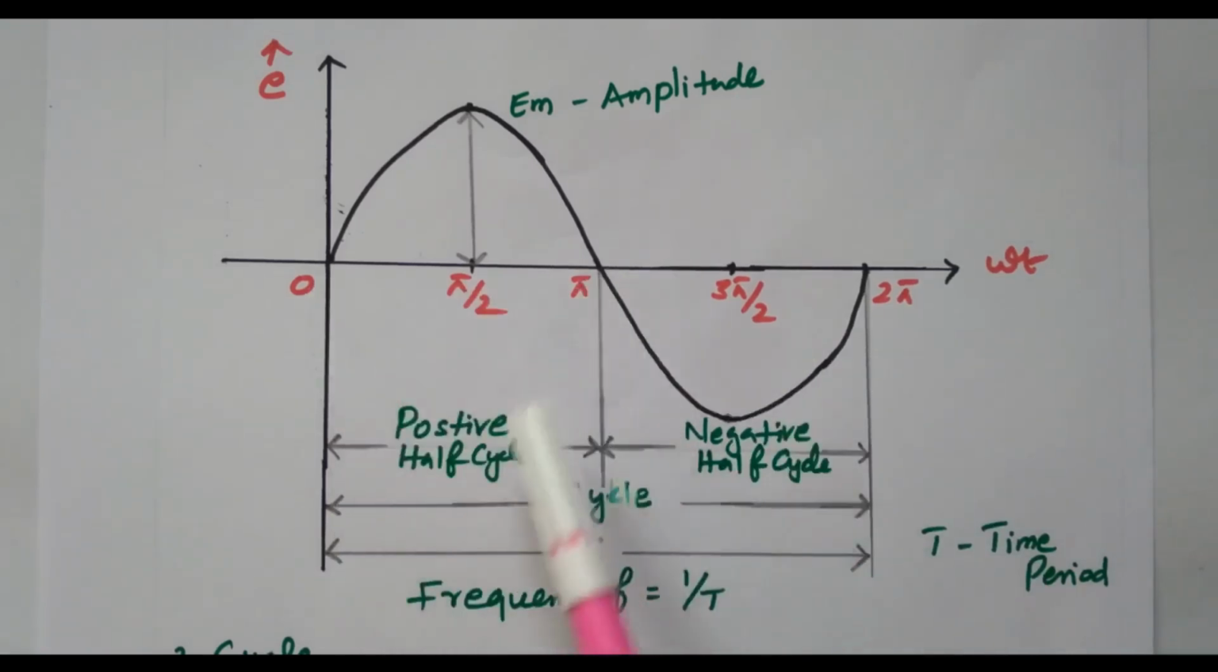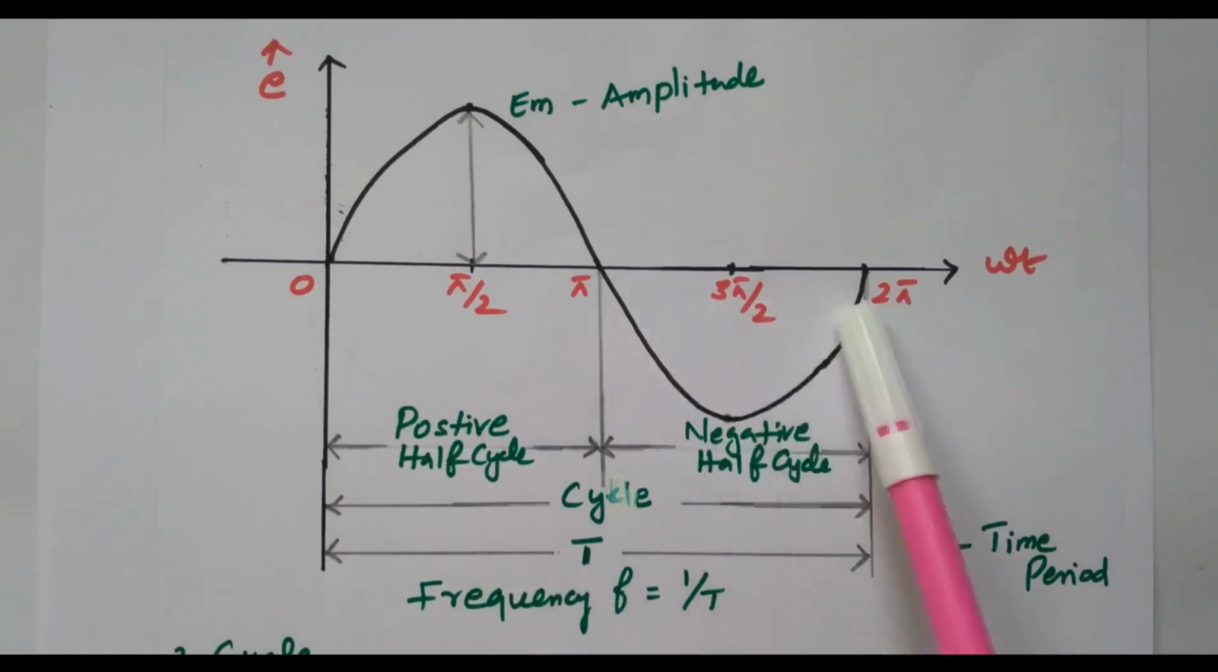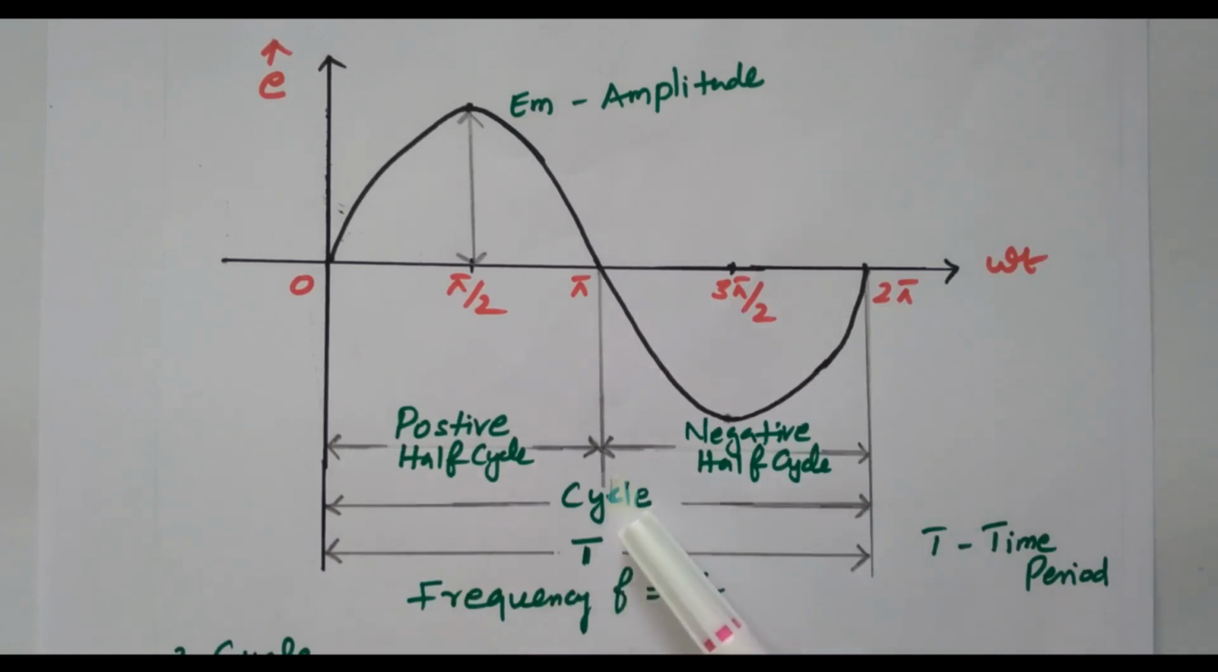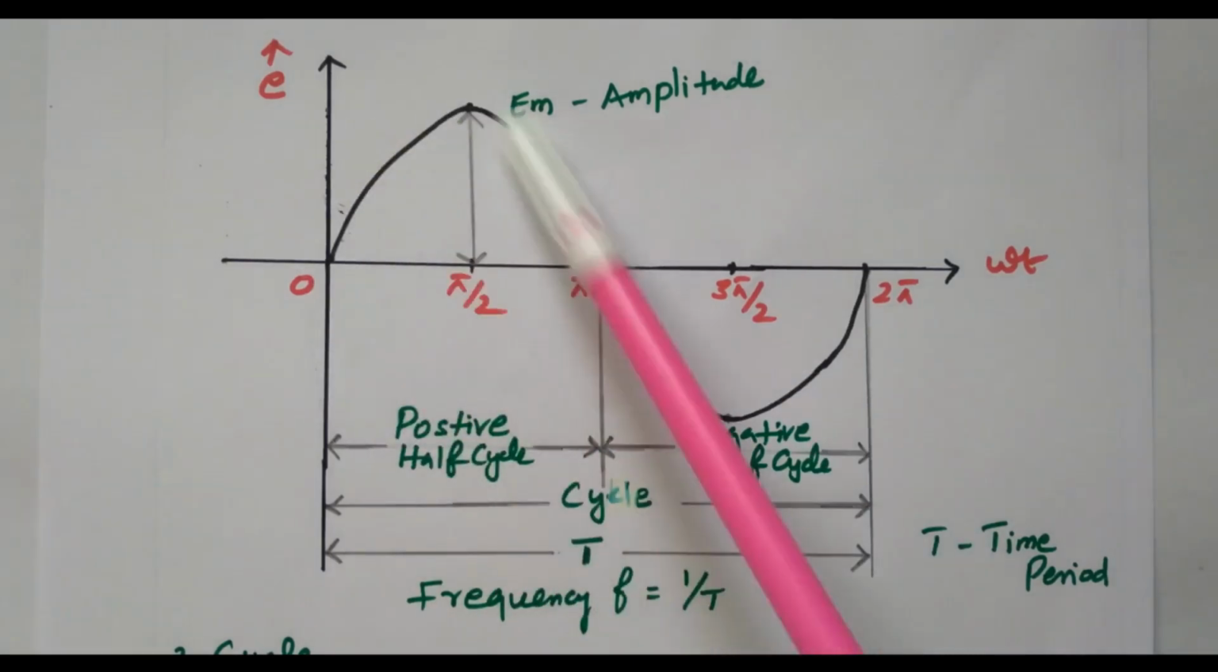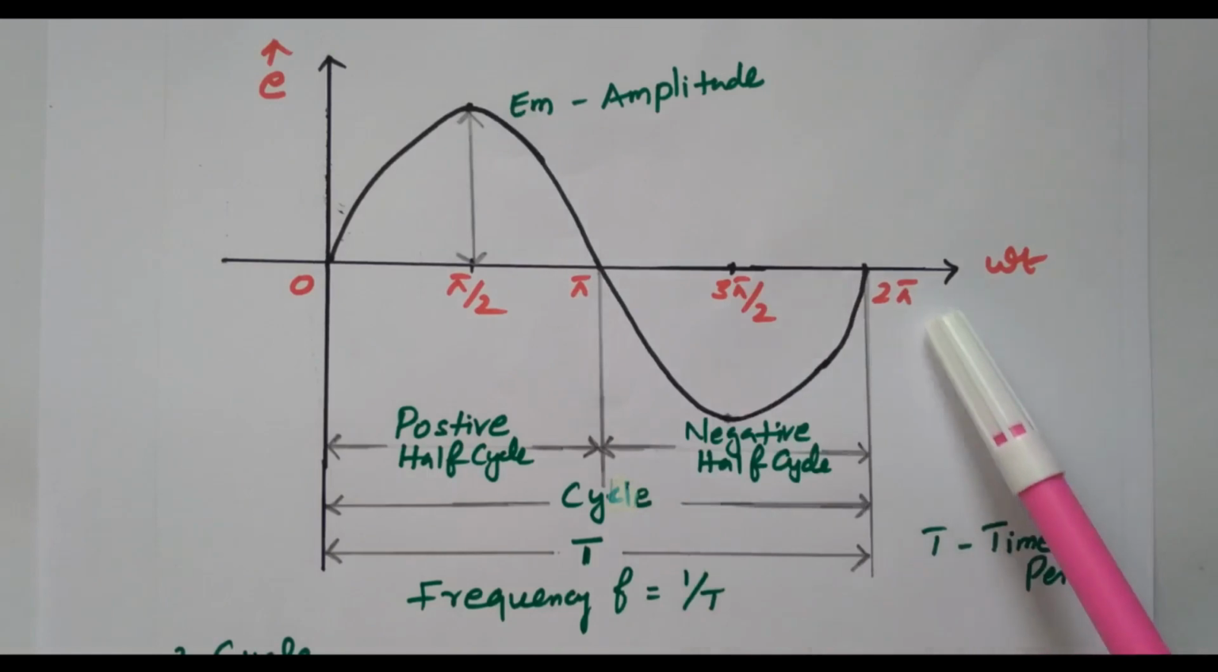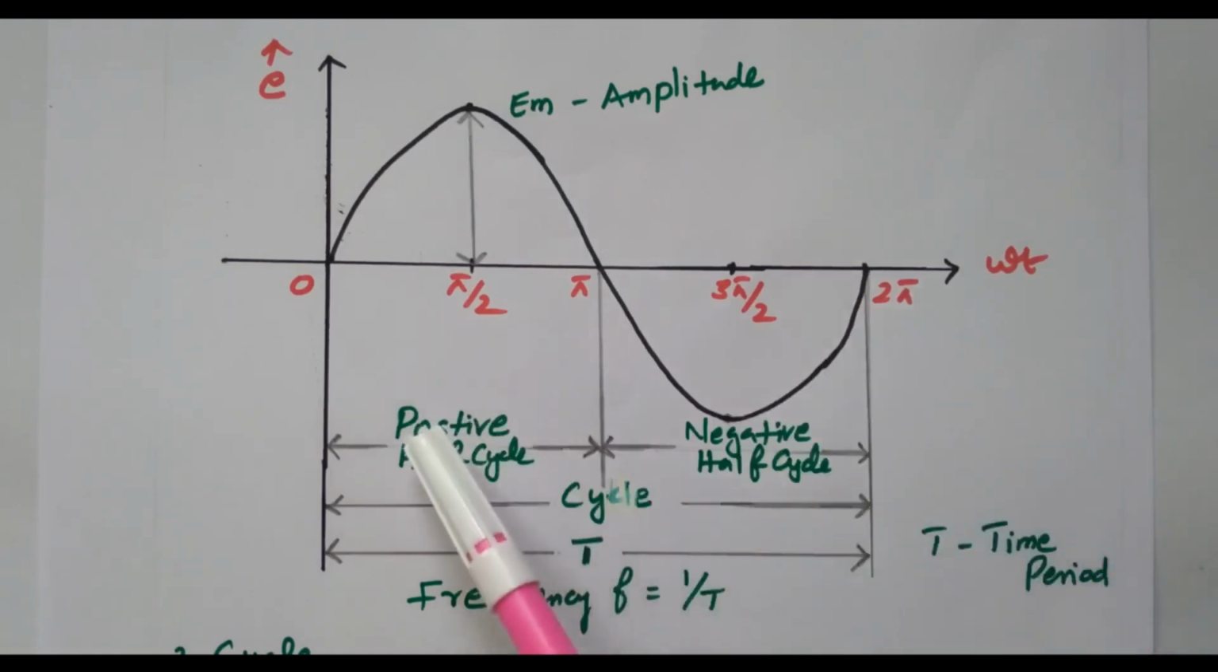Up to this is the positive half cycle because it is half of the waveform. So that is the positive half cycle. This is the remaining half cycle, so the negative half cycle. Right. So the cycle is nothing but completing one positive as well as negative voltage, that is up to 360 degrees. In that we have positive half cycle and negative half cycle.